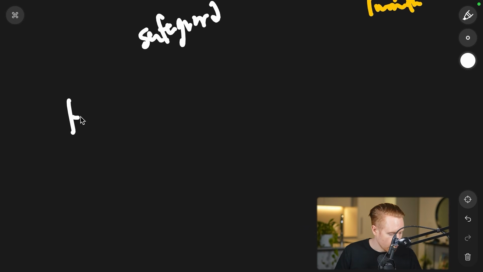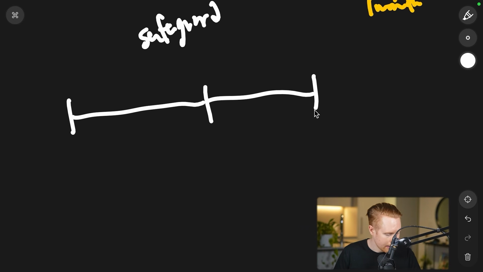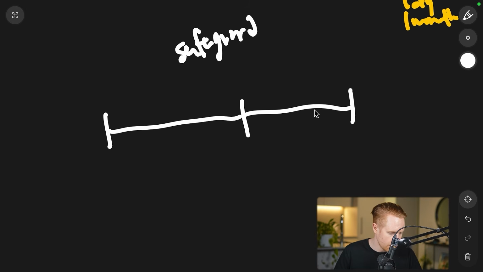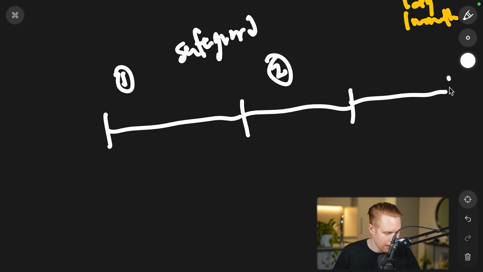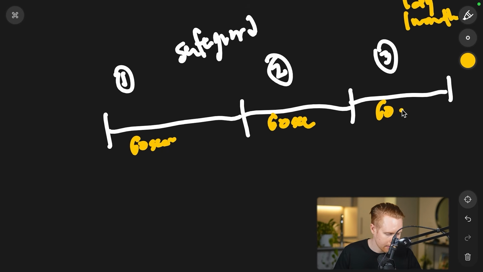The first one is the polling. We are polling every 60 seconds. Okay, so this is poll number 1 over here. This is poll number 2 over here. And then we have poll number 3 over here. Now, all of these are 60 seconds apart. Okay, 60 seconds, 60 seconds, 60 seconds.